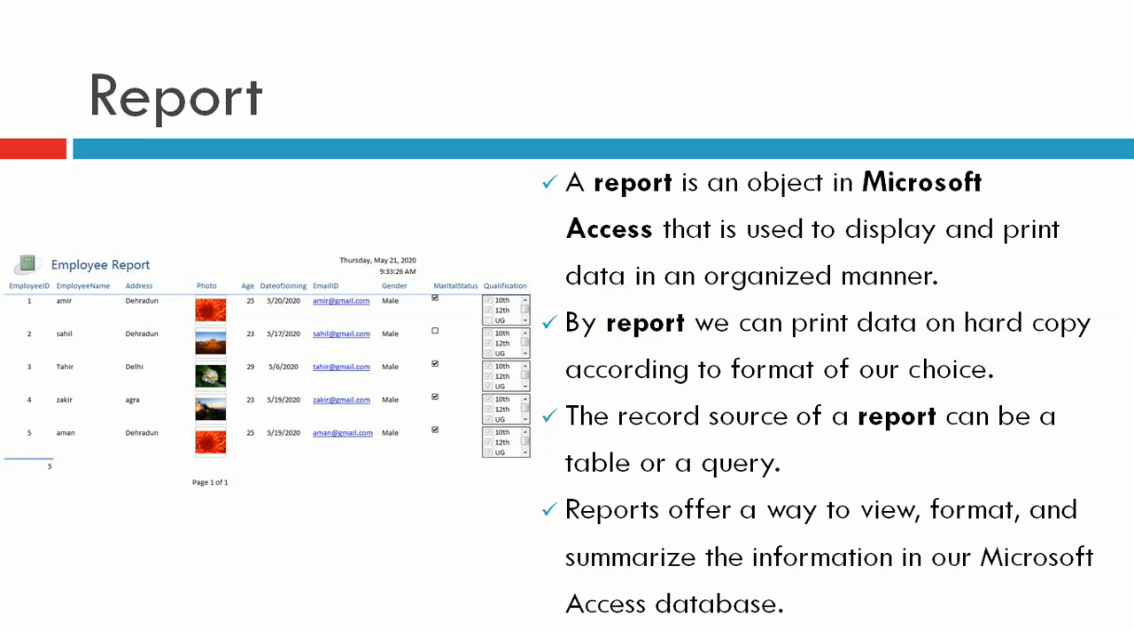In this class we will study about report. A report is an object in Microsoft Access database system that is used to display and print data in an organized manner. By report we can print data on hard copy.